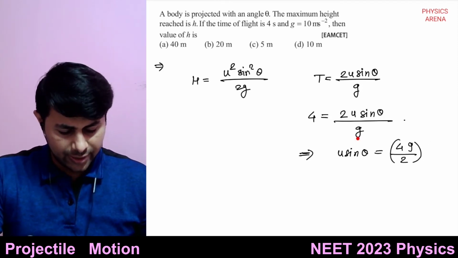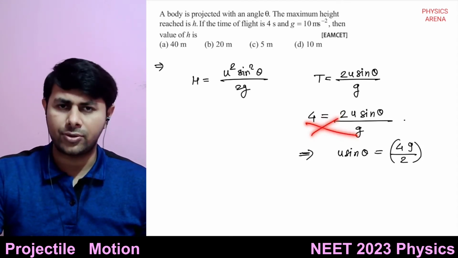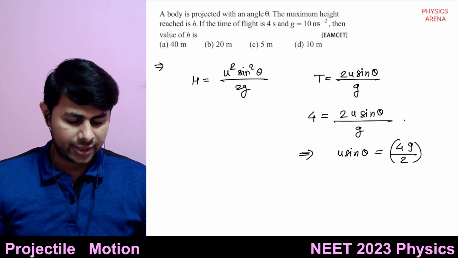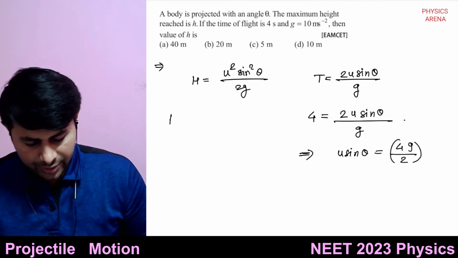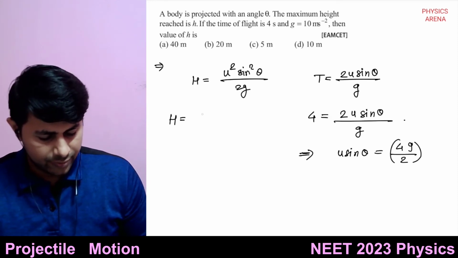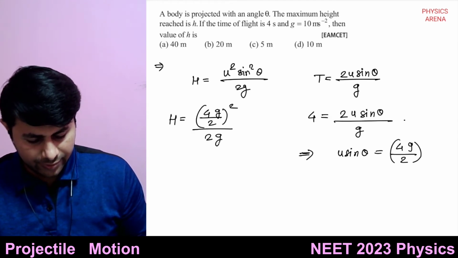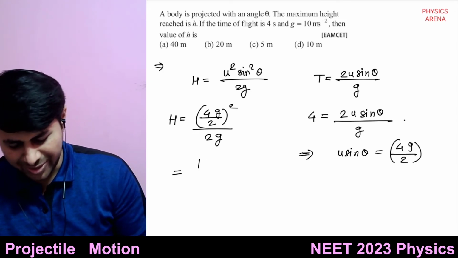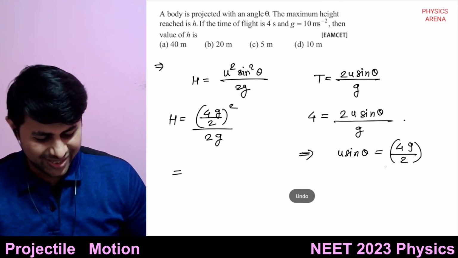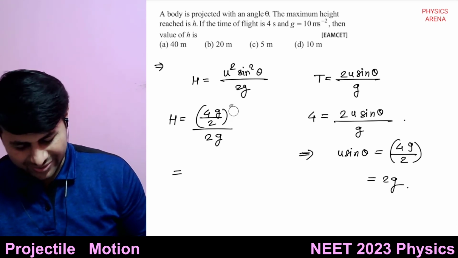Okay, I will take g on this side, 2 on this side. So g goes to numerator, 2 goes to denominator. So u sine theta is 4g divided by 2. Substitute that. So you get h is equal to (4g upon 2) square divided by 2g. 4g divided by 2 is 2g only, right? So it is (2g) square.